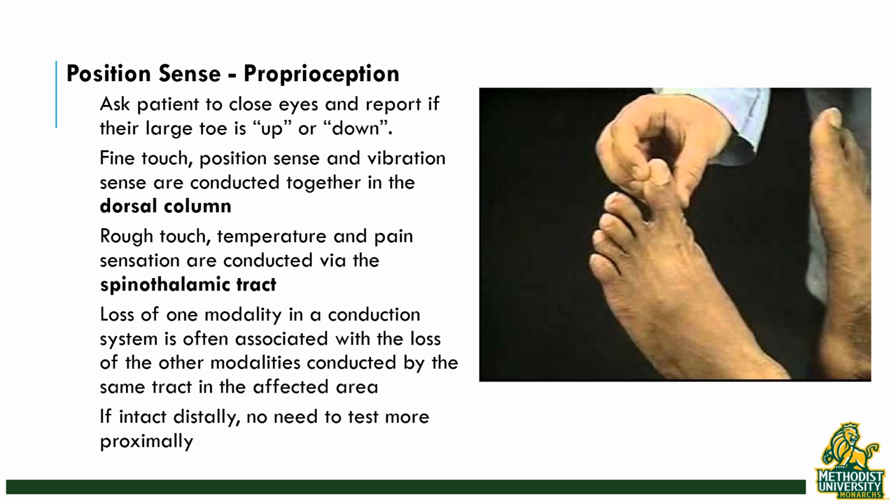Do remember with both position sense and vibration sense that if that sensory modality is intact distally, you can stop. You check at one joint. If you are unable to elicit position sense, proprioception at the great toe, for instance, you can move up to the ankle. If not at the ankle, move up to the knee and just do the same thing, up, down, which is it.